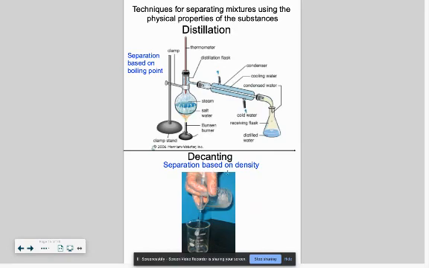Decanting, we've talked about, it's based on density. And so when we were looking at our heterogeneous mixture, we could decant or pour off the liquid part and leave just those blue crystals behind.